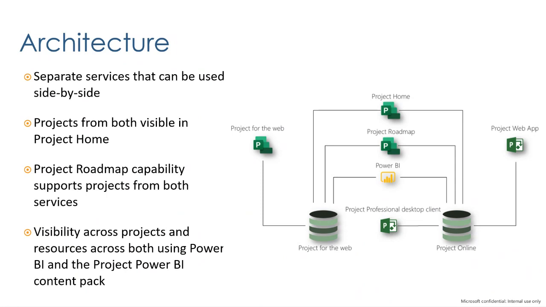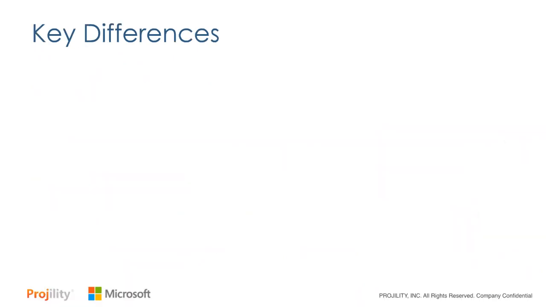And this is a very popular use case where you have some groups where Project for the Web is a great fit, some groups where Project Online is a really good fit. And you can bring those together and do integrated reporting across both systems if that's a requirement. So from an architecture perspective, remember this is all in Office 365. You're not leaving Office 365 to do this, and it's all stored and secure by Microsoft.